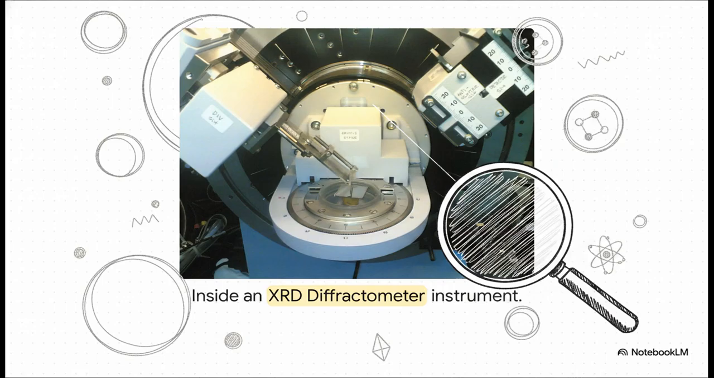This beautifully complex piece of engineering, which honestly looks a bit like a prop from a sci-fi movie, is the inside of an actual XRD diffractometer. This is the hardware that actually goes in and measures those incredibly tiny atomic distances we were just talking about.